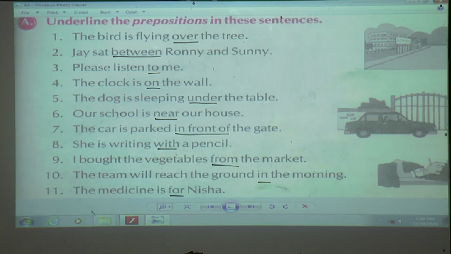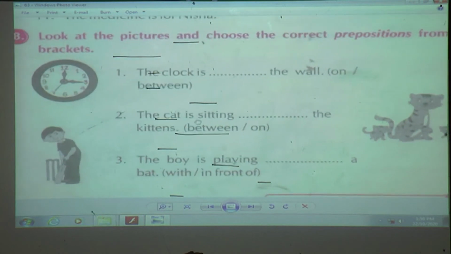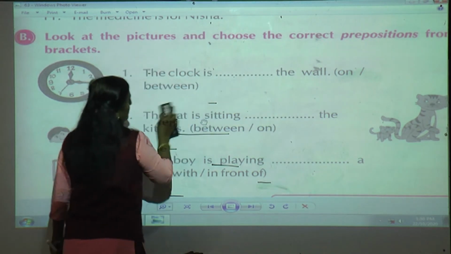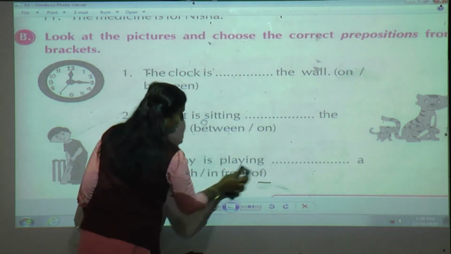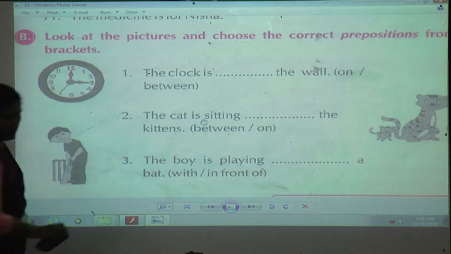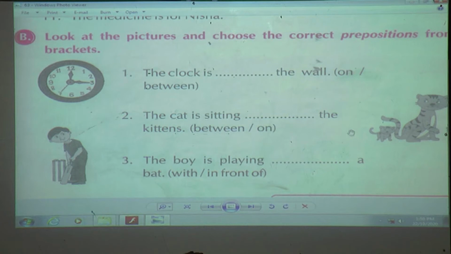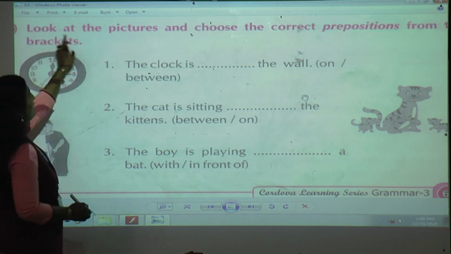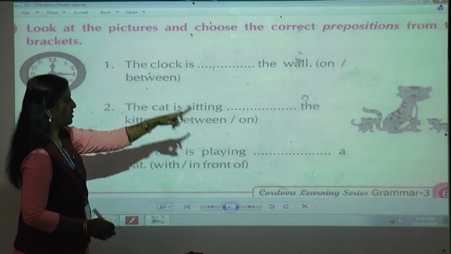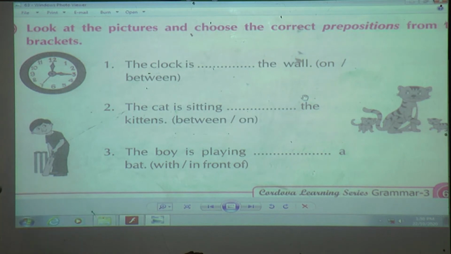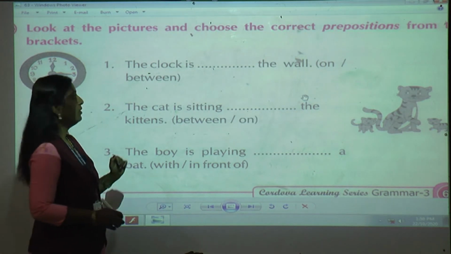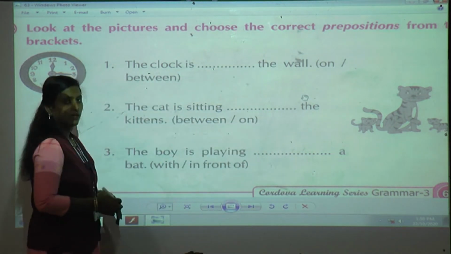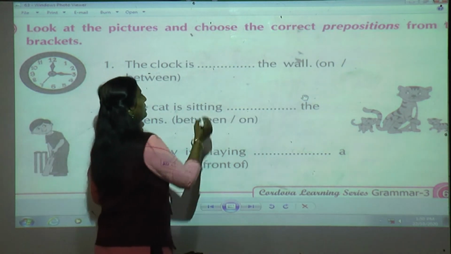Now we will move on to exercise B. Now this will be very easy. Why? Because here they have given you pictures, and looking at that picture, you have to work out which word relates one thing to another. Ready, students? Okay. Now look at the pictures and choose the correct preposition from the bracket. Now look at this picture. Can you see here? Clock. There you can see a cat, one boy. Ready, students, with exercise B? Okay. The clock is dash the wall, on or between. Where is the clock? Yes, it is on the wall.